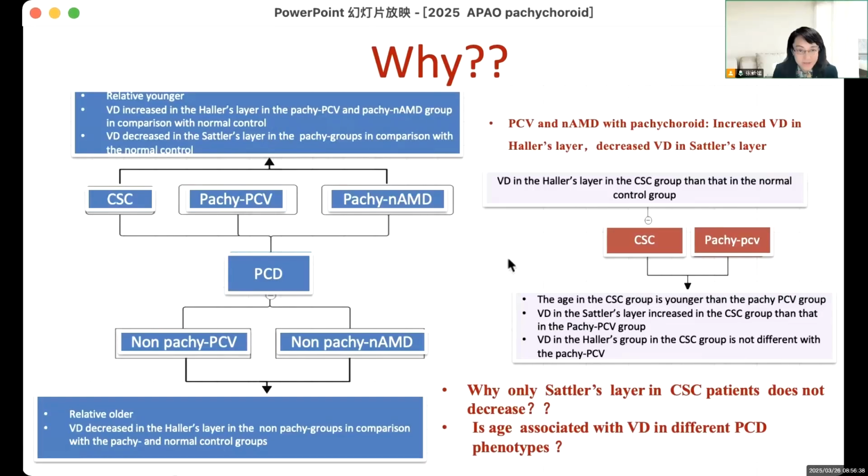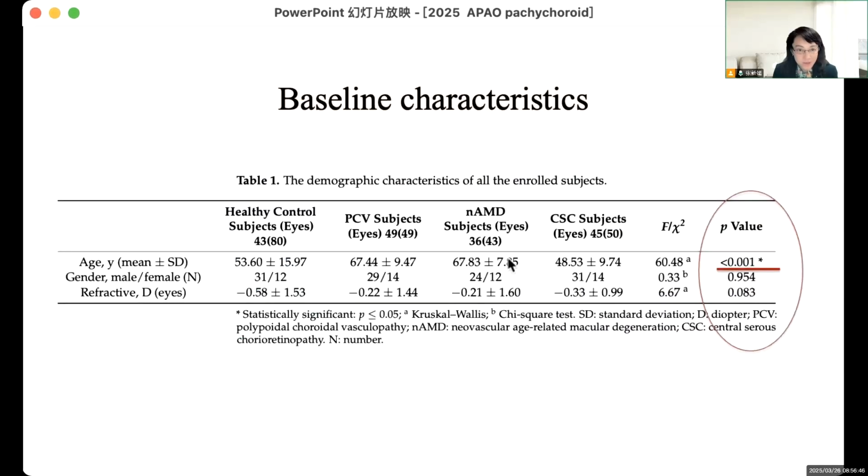Why the Sattler's layer in CSC does not decrease may be related to age. To answer these questions, we looked back at the baseline characteristics. We found that gender, refractive error, and other parameters can be matched. Only age cannot be matched between the CSC and the PCV and neovascular AMD groups. Patients in the CSC group are much younger than those in the other two groups.